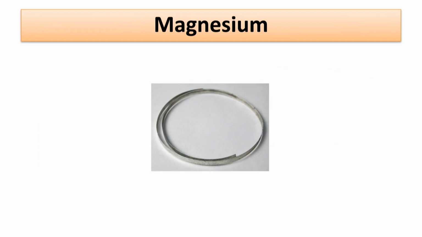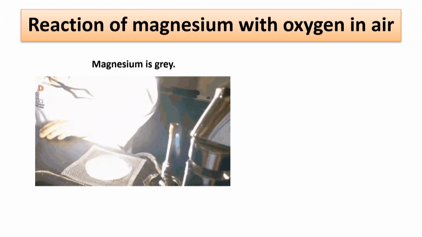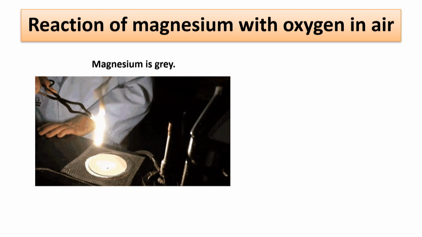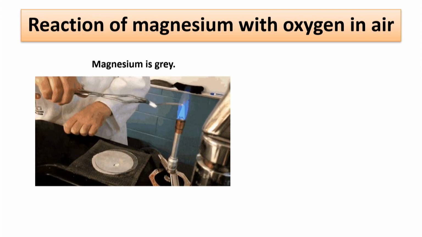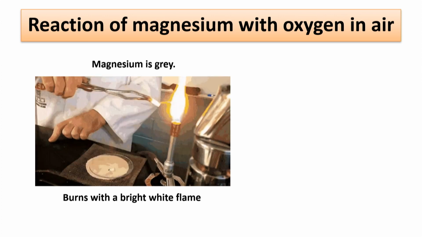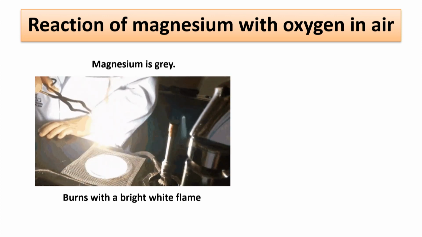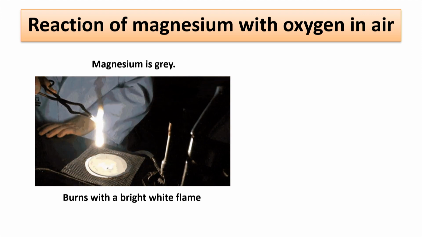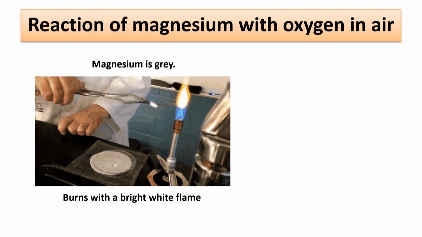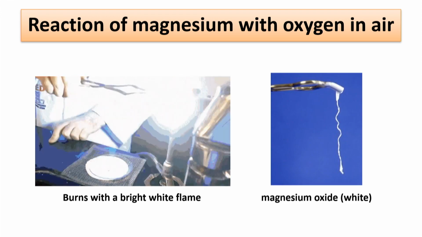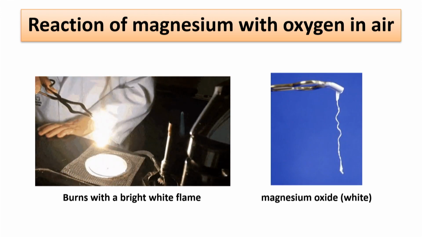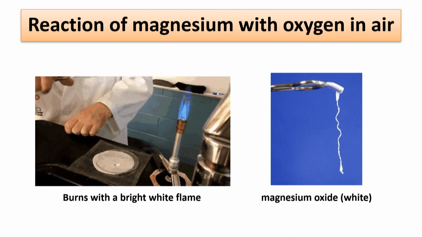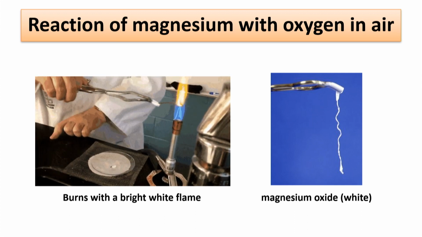Let's start with magnesium. Observe carefully and see what happens when magnesium burns in oxygen present in air. Note the initial color of the magnesium. It is a gray metal. Magnesium burns with a bright white flame. This reaction is very vigorous. Observe what happened to the magnesium. It is no longer shiny gray. It has turned into a white powder. This is magnesium oxide.